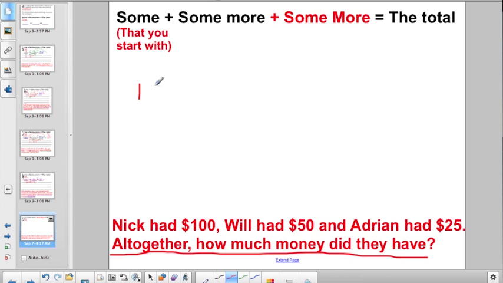Well, Nick had $100. That's some of the money they're starting with. Will had $50. That's some more of the money that they have. Adrian had $25. That's still some more of the money that they had. And they want to know all together how much money did they have. So pick a variable. Maybe you'll use A for all together or T for total.